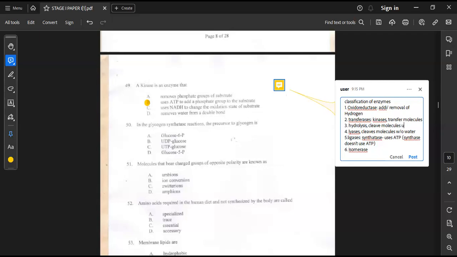The isomerase is class 5 because even the number matters. Oxidoreductase is class 1. True. Very mnemonic. So at number 5 is where we should have our isomerase.